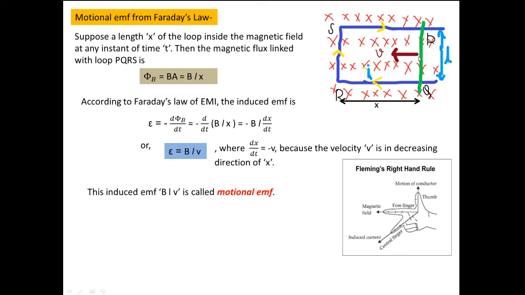Here a conductor PQ is moving left side with velocity v in the magnetic field, and it is a U-shaped wire placed in the magnetic field, and its resistance is negligible. The resistance of the U-shaped loop is negligible, but this PQ has a certain specific resistance. First, here see the length x of the loop now inside the magnetic field.